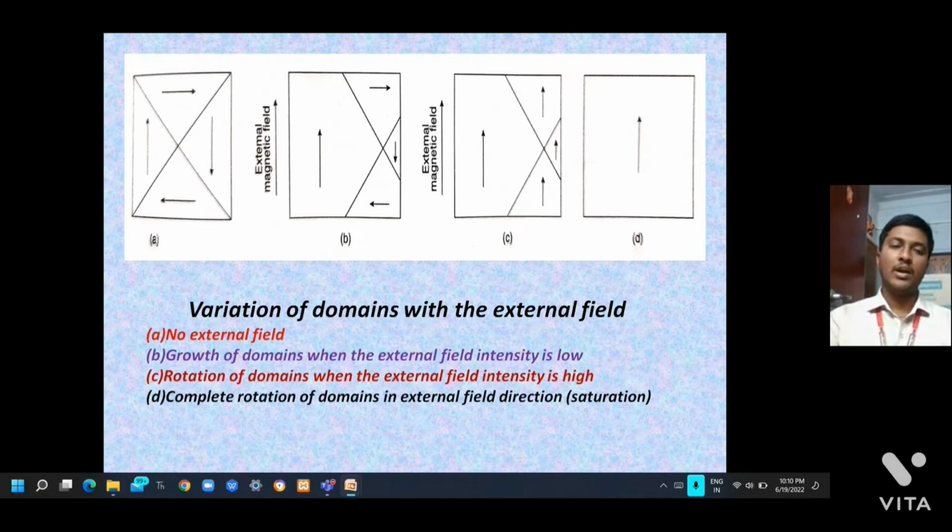And in the last one, complete rotation of domains in the external field direction, that is called saturation. So complete rotation of domains is observed in the external field direction only. So these are the variations of domains with the external field.